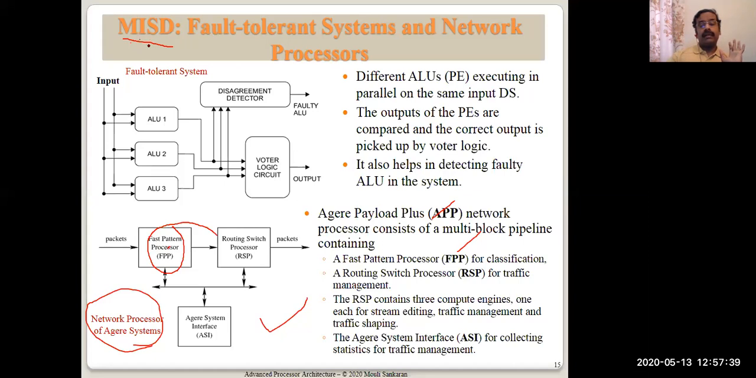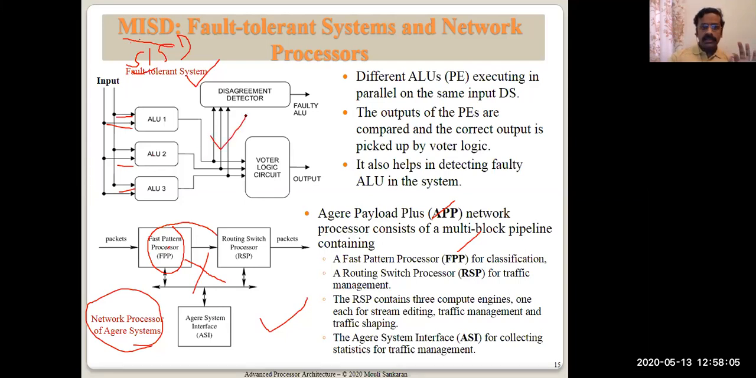Then you may question, is it not same as SISD? Here we are giving the same instruction set going into the different ALUs. In SISD, what happens? There is only one ALU and one instruction stream going in. Here in a fault tolerant system, not in this category. In this category, different instructions are going.